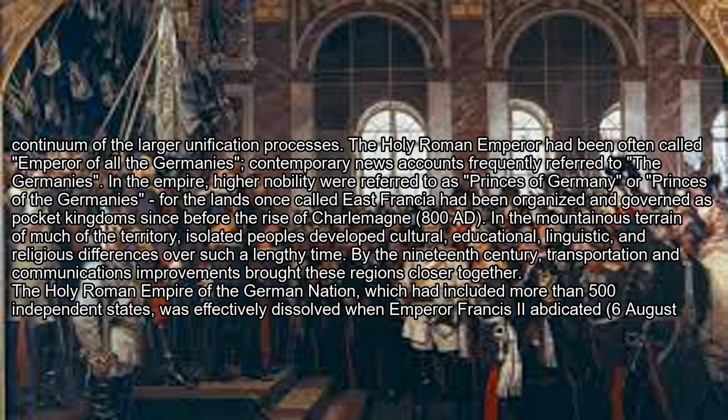The Holy Roman Empire of the German Nation, which had included more than 500 independent states, was effectively dissolved when Emperor Francis II abdicated on 6 August 1806 during the War of the Third Coalition. Despite the legal, administrative, and political disruption associated with the end of the empire, the people of the German-speaking areas of the old empire had a common linguistic, cultural, and legal tradition, further enhanced by their shared experience in the French Revolutionary Wars and Napoleonic Wars.